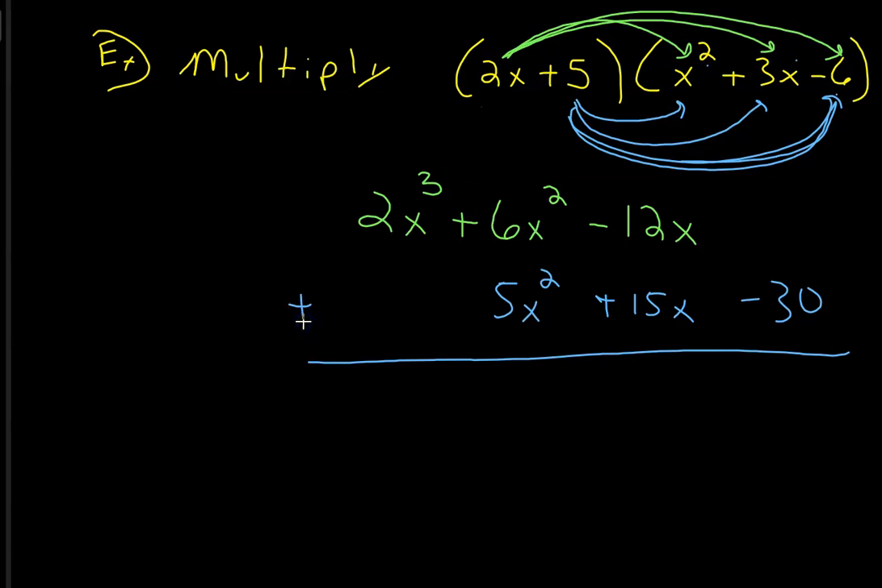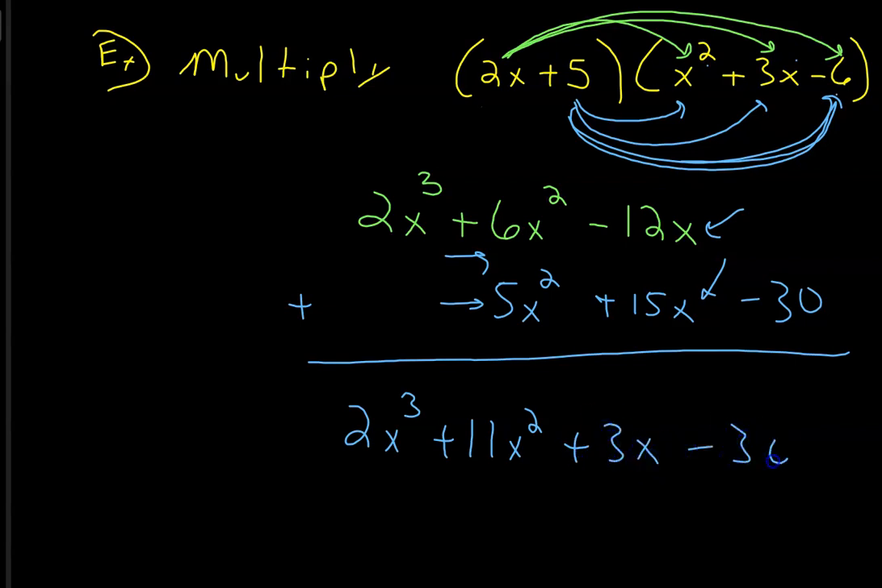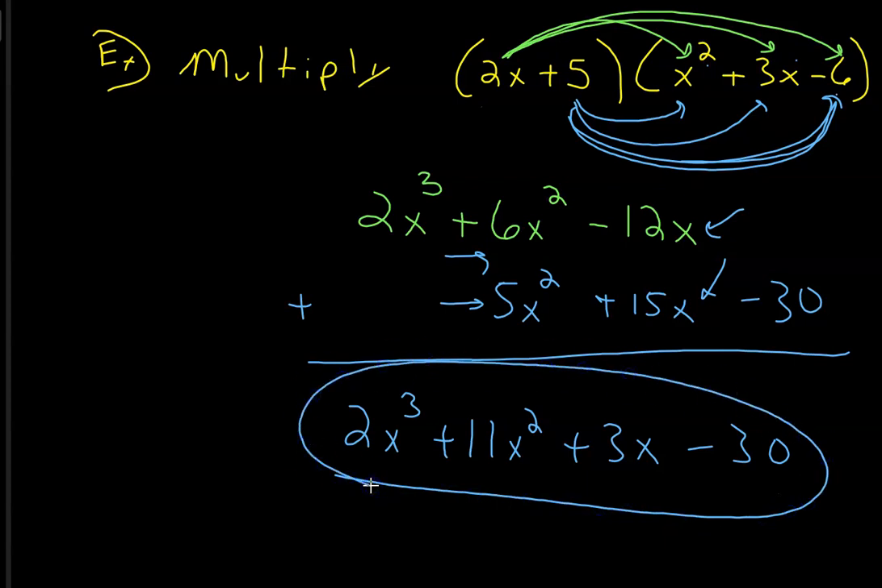So 2x to the third has nothing to add with, so it becomes 2x to the third. 6x squared plus 5x squared adds up to be 11x squared. And then these two add up to be 3x. And that negative 30 has nothing to add up with. So our final answer, when you add those, should be this: 2x to the third plus 11x squared plus 3x subtract 30. All right, so that's a binomial times a trinomial.